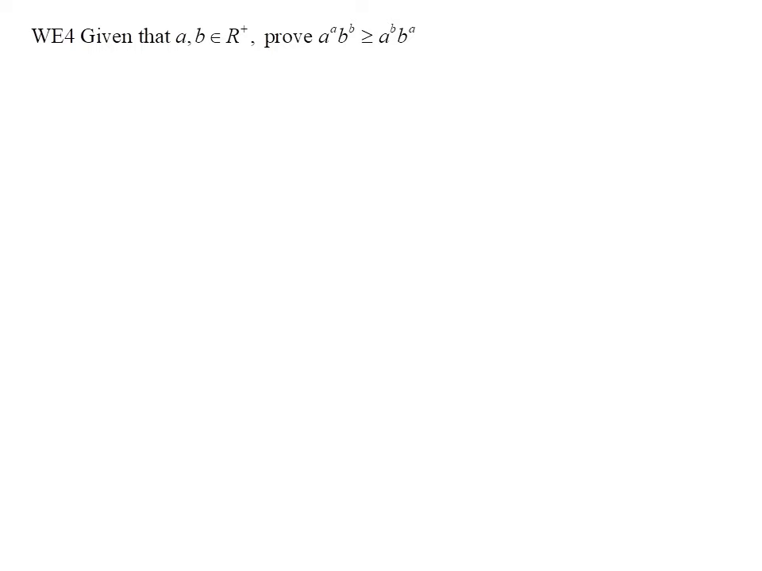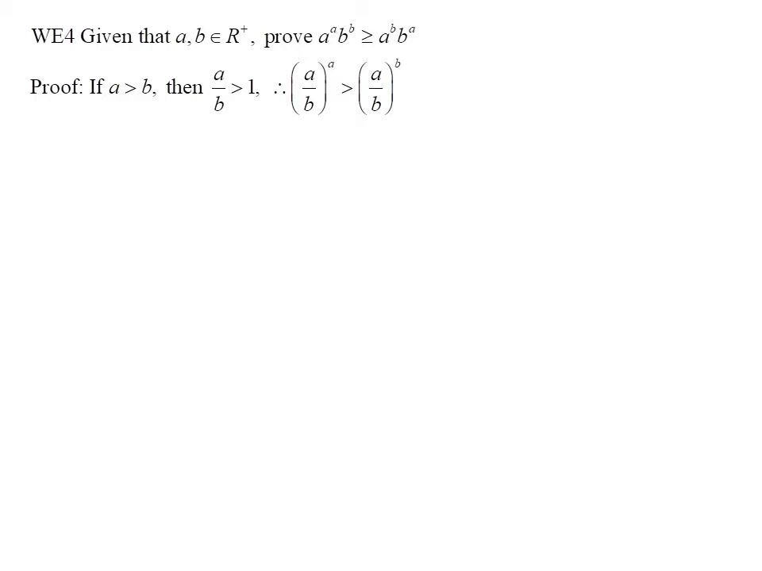Example 4 is to prove an exponential inequality: a to the a times b to the b is greater than or equal to a to the b times b to the a, given that both a and b are positive real numbers. The proof procedure is as follows.